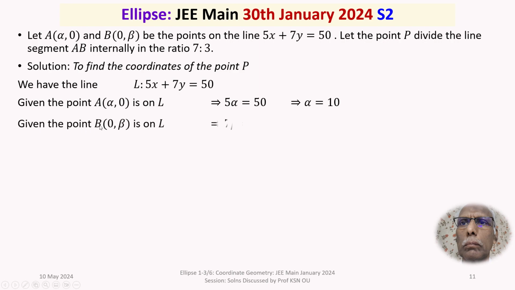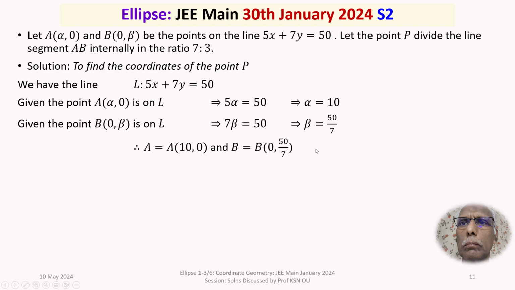Given the point B (0, beta) is on L. So, that will be 7 beta is equal to 50. So, beta is equal to 50 by 7. Thus, we got the coordinates of A and B. The coordinates of A are (10, 0). The coordinates of B are (0, 50/7).